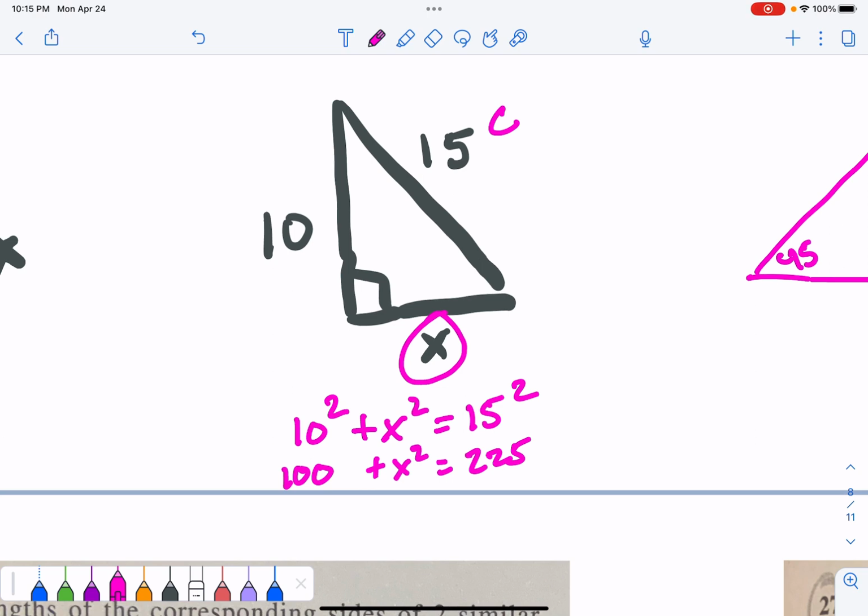All right, so subtract the 100, and I get 125. And we take the square root, so it's going to be a little over 11 point something. And 11.18, let's say.